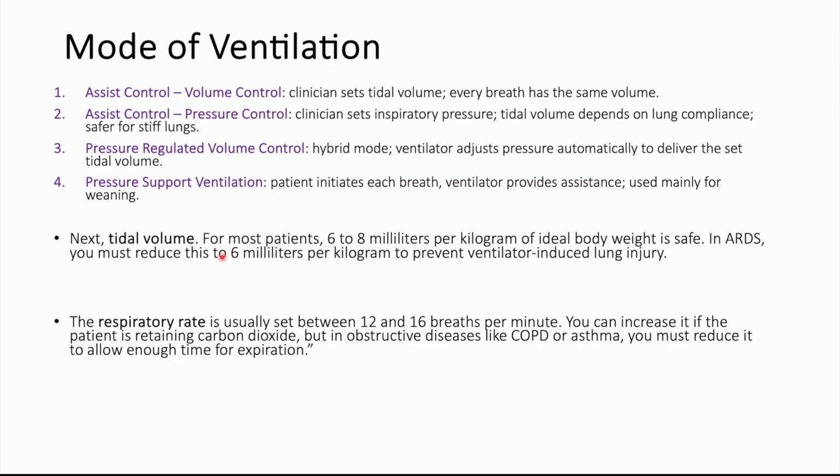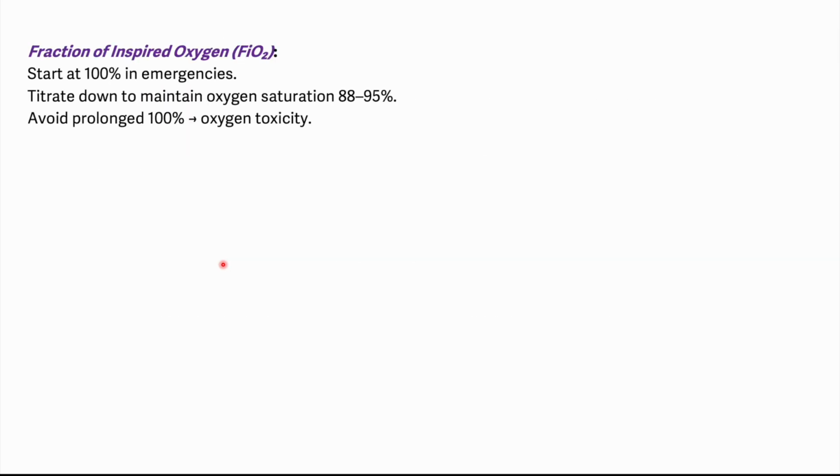Second, the tidal volume for most patients is 6 to 8 ml per kg, as I said before. Third, the respiratory rate is usually set between 12 to 16 breaths per minute. Then fourth, the fraction of inspired oxygen, or FiO₂: always start high in emergencies, even at 100%, but titrate down as soon as possible. The goal is to maintain oxygen saturation around 88 to 95. Being on 100% for a prolonged time can lead to oxygen toxicity.